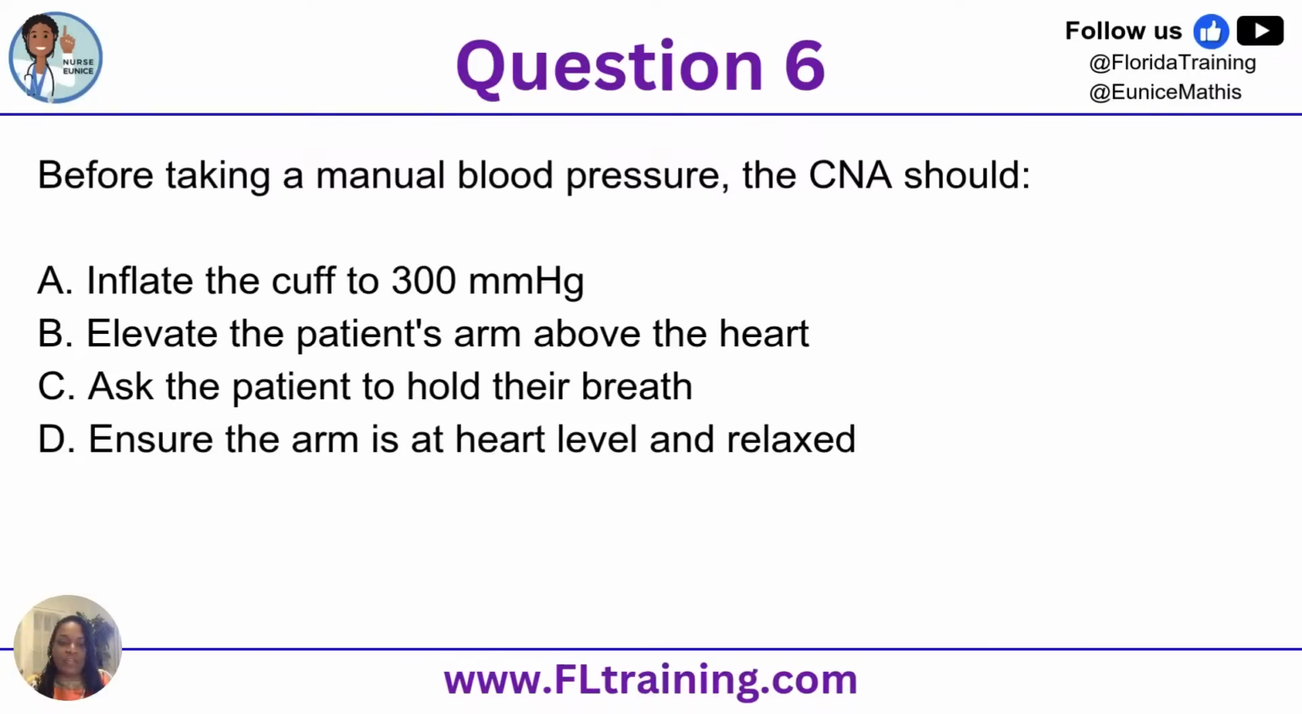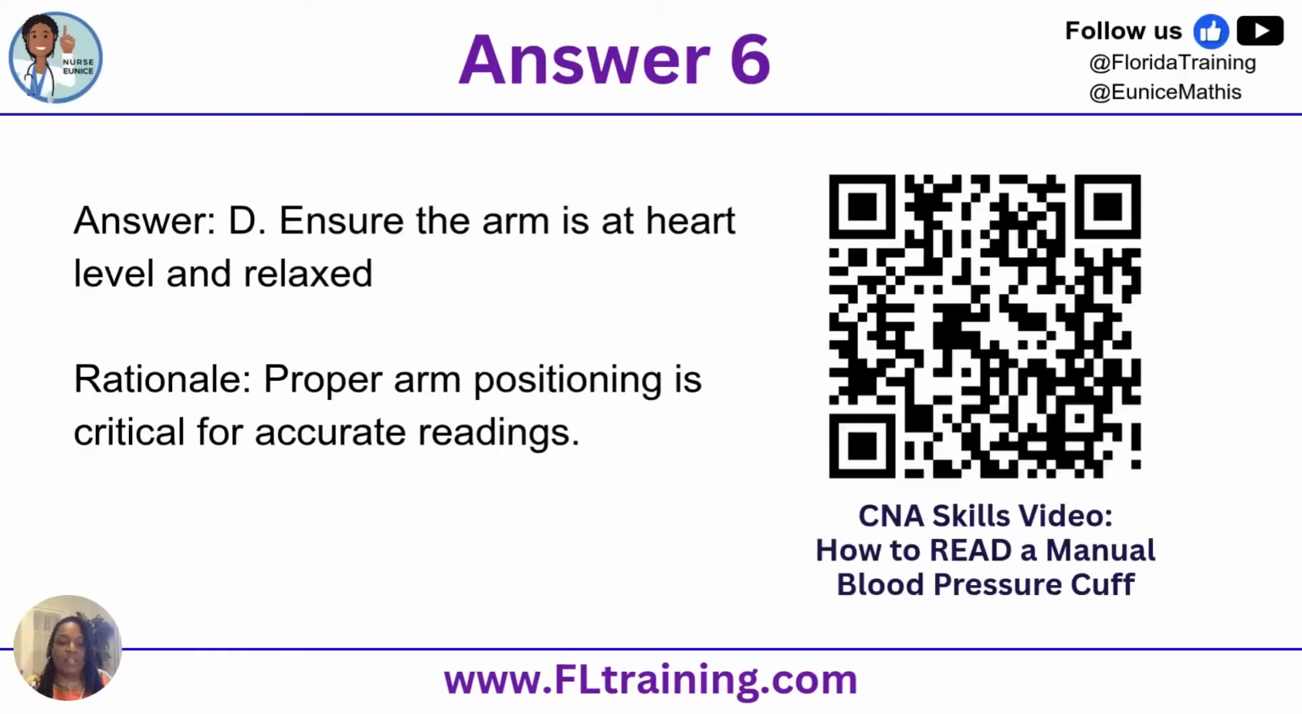A manual blood pressure, you're using a sphygmomanometer. So let's say that word together, sphygmomanometer. What we usually just call it is the blood pressure cuff. But if you're taking a manual blood pressure, the old-fashioned way with a stethoscope, of course it needs to be D. You need to ensure the arm is at heart level and relaxed because proper arm positioning is critical for accurate readings. And you'd also do the same with an automated blood pressure cuff. But regardless, in order for you to do a manual blood pressure, you have to know how to read the gauge.